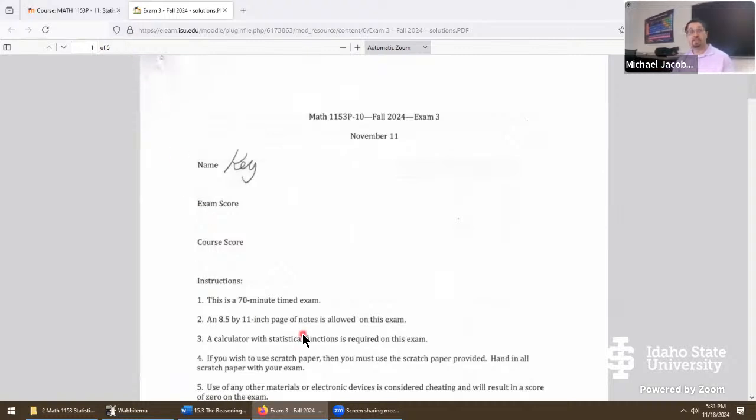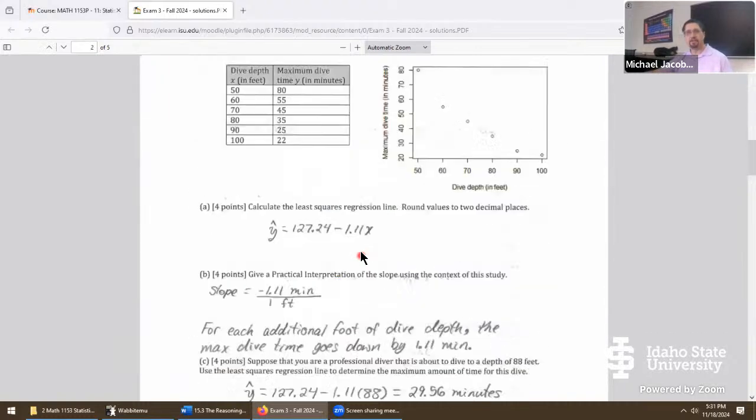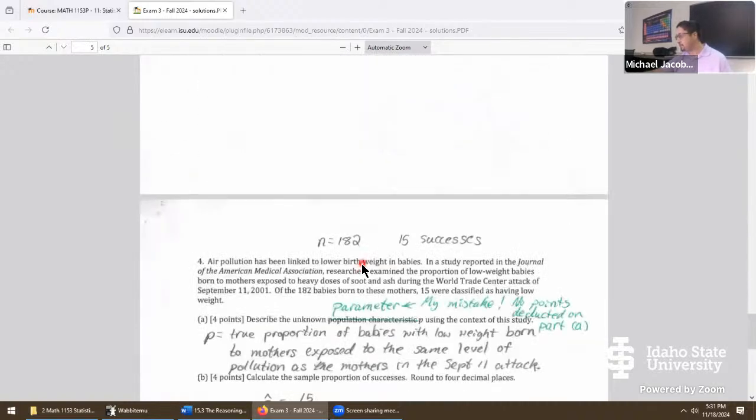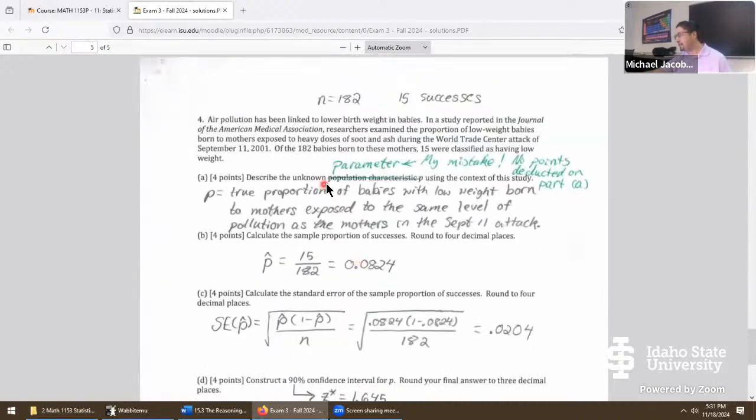Any questions, folks, about the exam while we're taking a look at it? I think I do have one comment I want to scroll down to while you're thinking about it. There it is. I made a mistake right here. Sorry about that typo. I put on problem number 4, part A, describe the unknown population characteristic P. It should have said parameter.